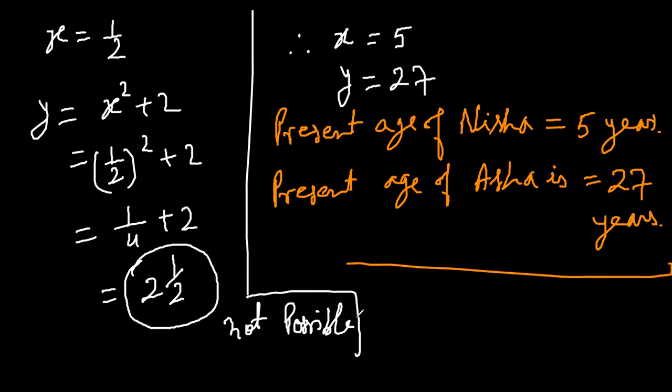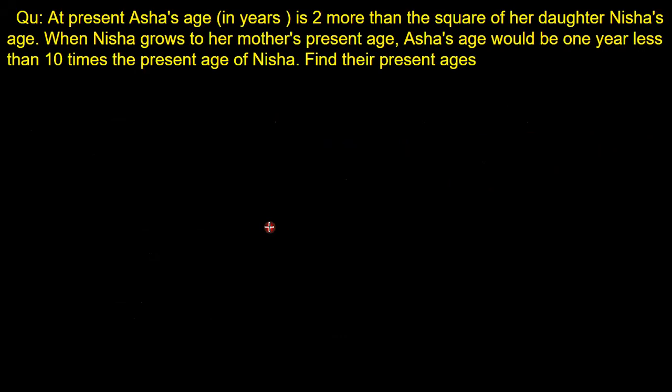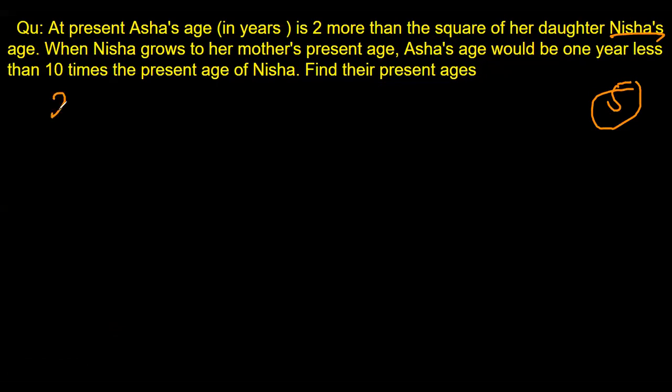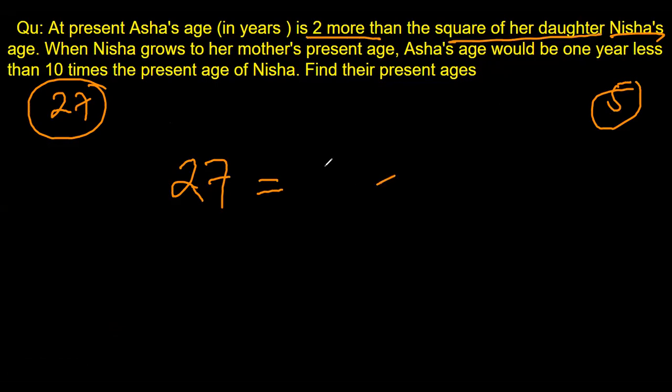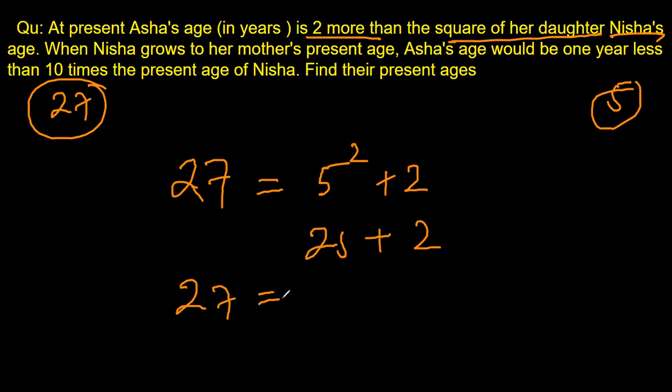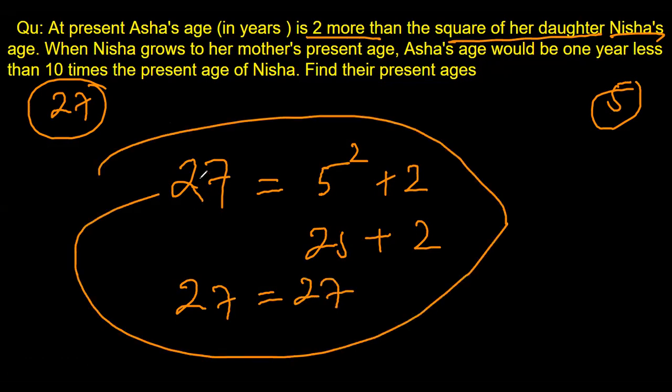All right. So this question is done, but I would like you to just check it by verifying with the question, that is, is your answer satisfying the question. Let's see. If I take x is equal to 5, means Nisha's age as 5 years and mother's age as 27 years, what happens? The first condition says Asha's age, which is 27, is equal to 2 more than square of daughter. Daughter is 5 and 2 more means plus 2. That is 25 plus 2. Well, first condition is satisfied. 27 equal to 27. That is, first condition is correct.